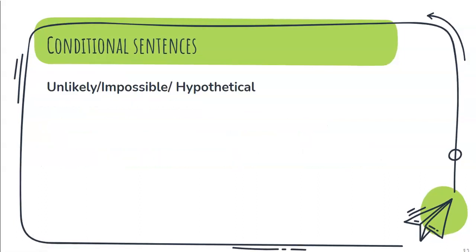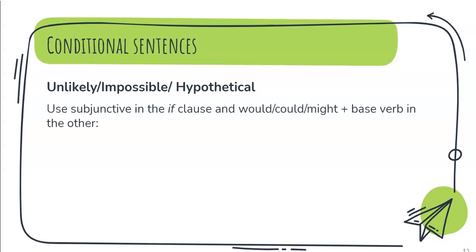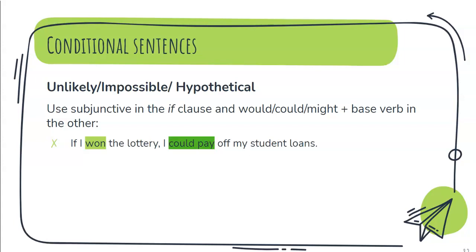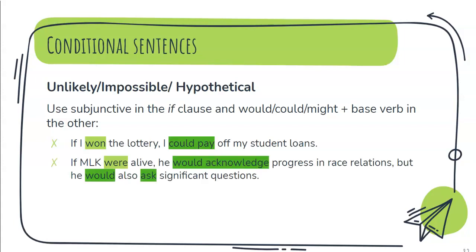When the outcome is unlikely, impossible, or hypothetical, use subjunctive in the if clause and would, could, or might plus the base verb in the other. If I won the lottery, I could pay off my student loans. The subjunctive is won in the if clause with could plus the base verb pay in the other. If MLK were alive, he would acknowledge progress in race relations, but he would also ask significant questions. The subjunctive is were in the if clause and would plus the base form acknowledge and would plus the base form ask.